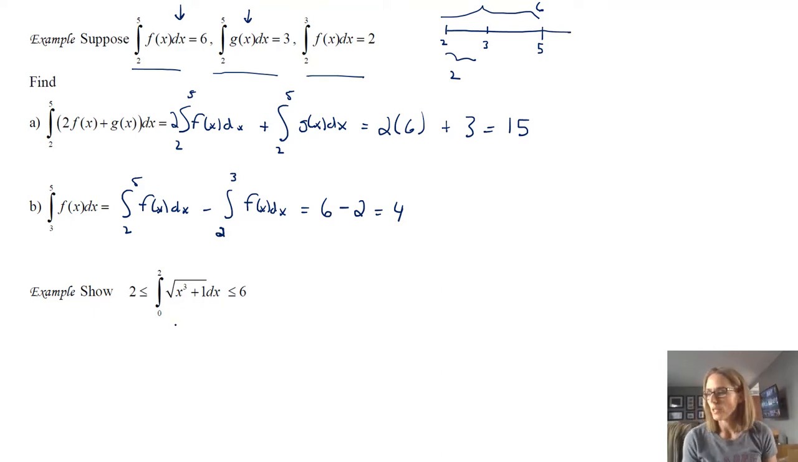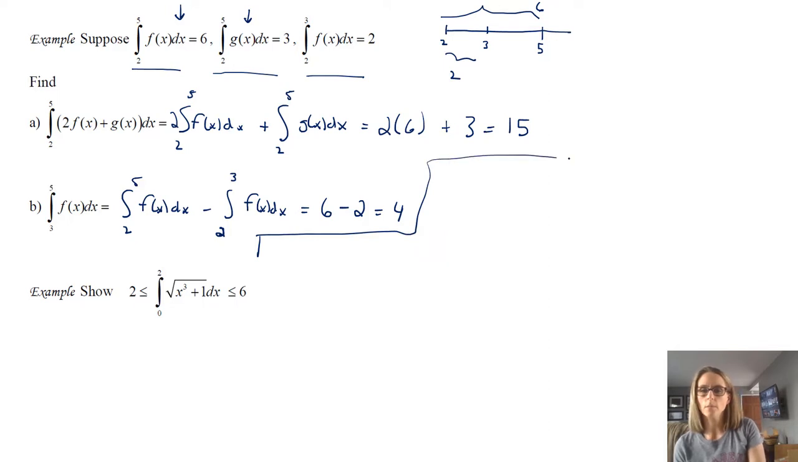And the last thing I'll mention here is we're going to show, again, using the idea of these properties, that we can bound that integral that you see there, the square root of x cubed plus 1, from 0 to 2. And we're going to try to show that it is greater than or equal to 2 and less than or equal to 6. So I think I'm going to need a little more space than I might have available to me at the bottom of the slide. But I think I can go right here.